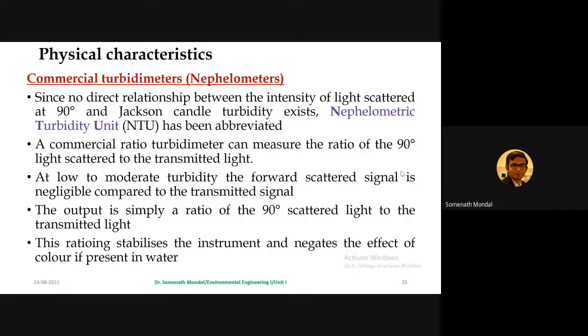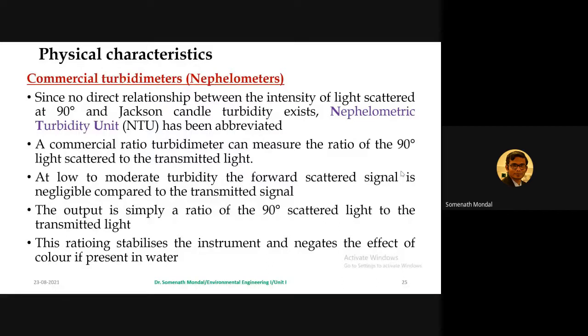Now, a commercial ratio turbidimeter can measure the ratio of the 90-degree light scattered to the transmitted light. So at low to moderate turbidity, the forward scattered signal is negligible compared to the transmitted signal, and the output is simply a ratio of the 90-degree scattered light to the transmitted light.